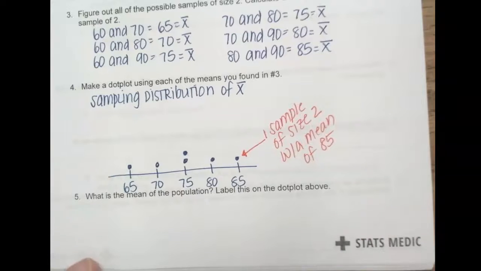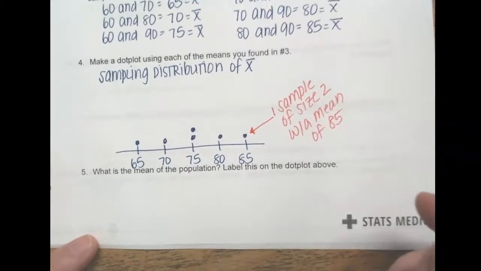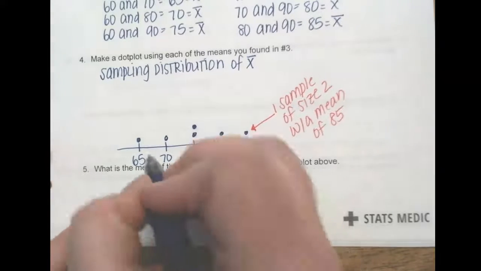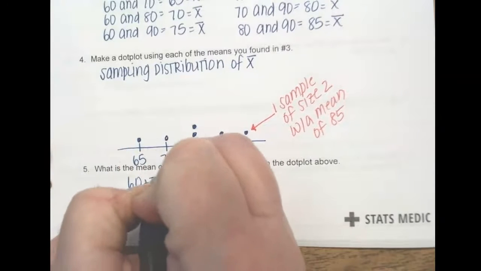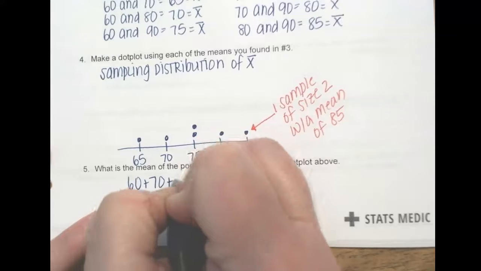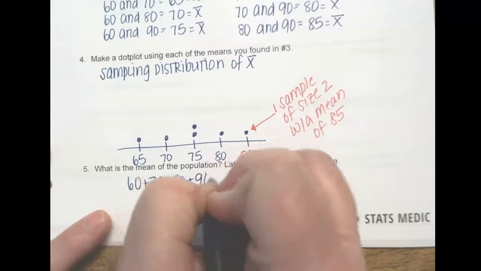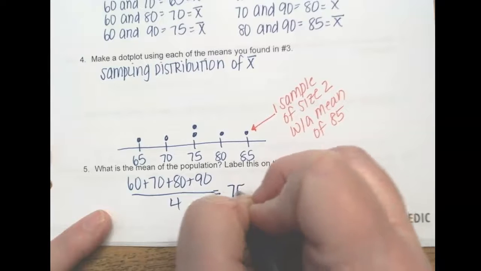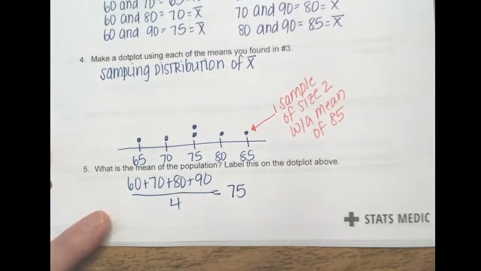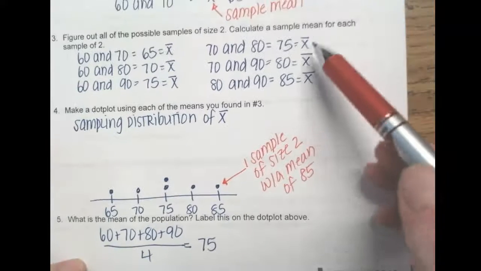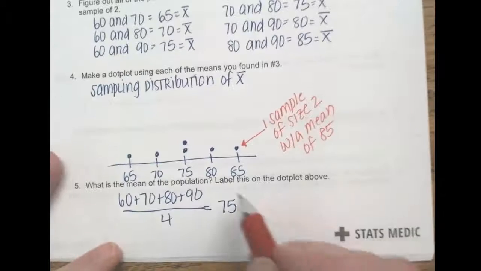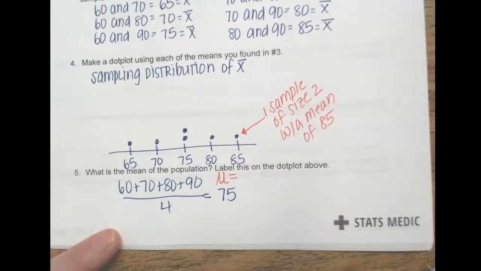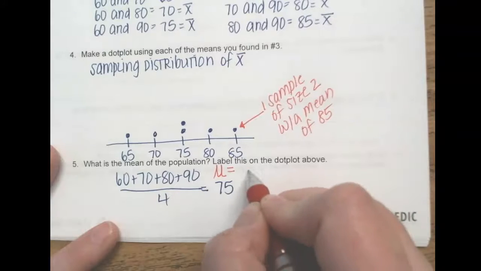All right, so let's take a second. What is the mean of the population? If I take my test scores and add them together, and divide by 4, I got a mean of 75. Up here when we were talking about our samples, we used X bar. I want to remind you that you want to use mu here because I'm talking about the population mean.